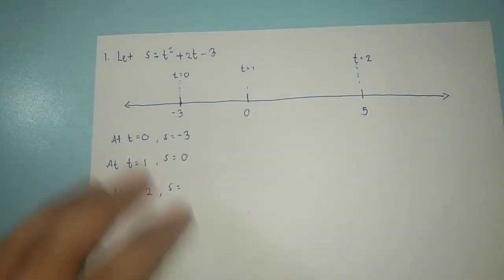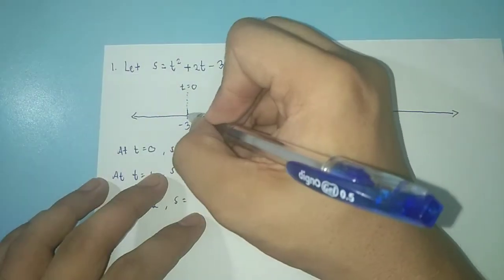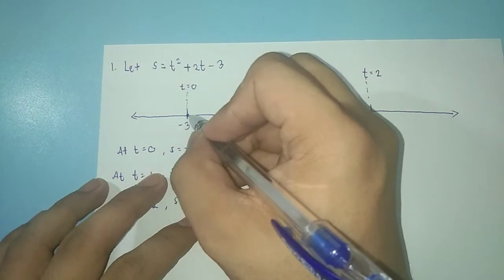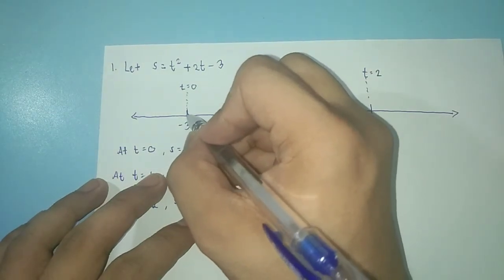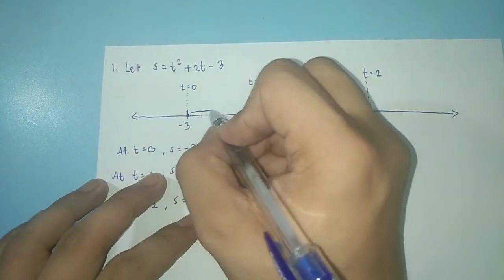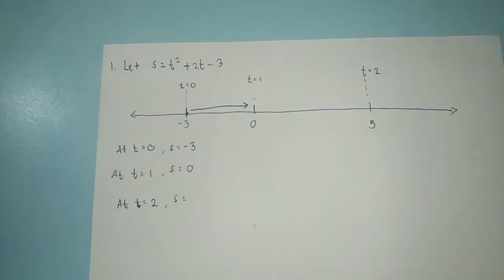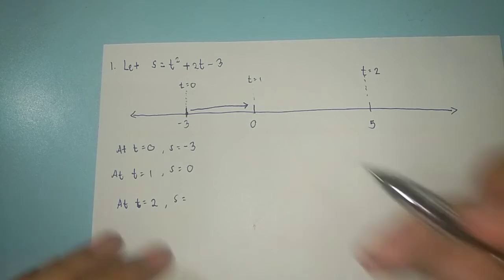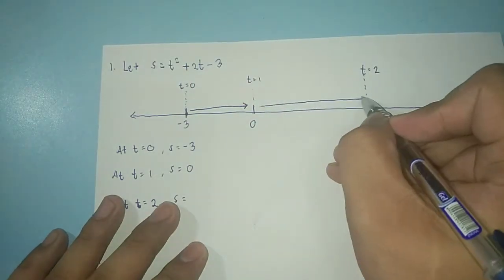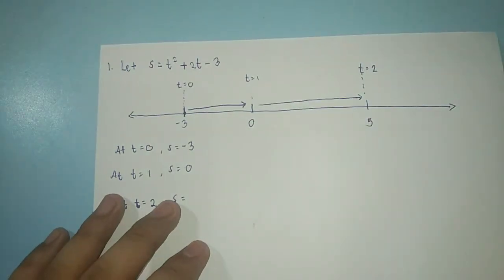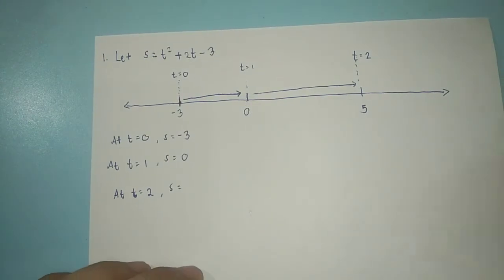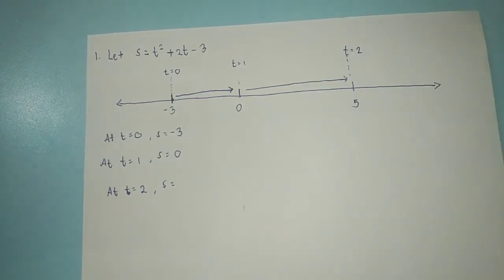As you can see, the particle started from here. Then after 1 second, it moved to the right, to 0. Then after another second, it moved again, and it ended up here. So you can imagine the movement of our particle.